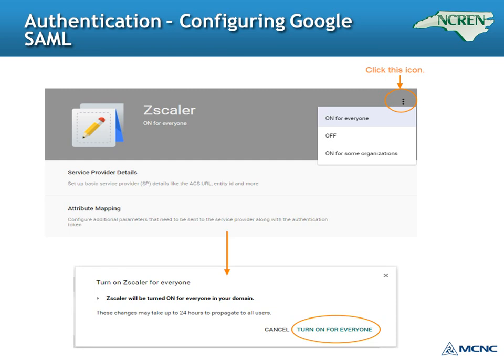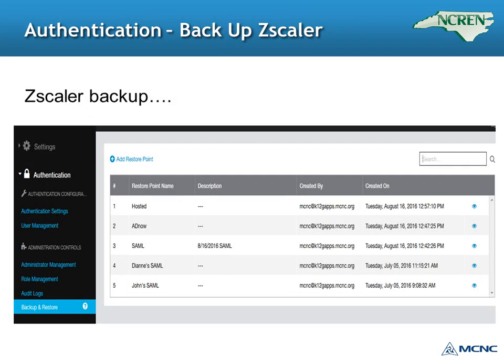Okay, so we have SAML configured in Google. Now, depending on if at your site you currently are using authentication or not, you might take one path versus another. No matter what you're going to do, I would go ahead and make a backup in Zscaler. So under Administration, Backup and Restore, go ahead and get a snapshot of your Zscaler. So if things went horribly wrong, you could restore.